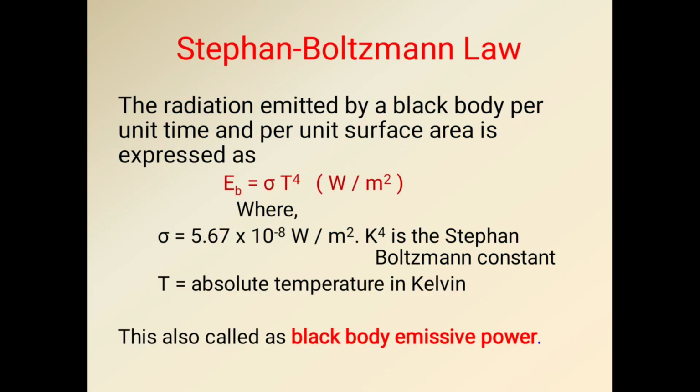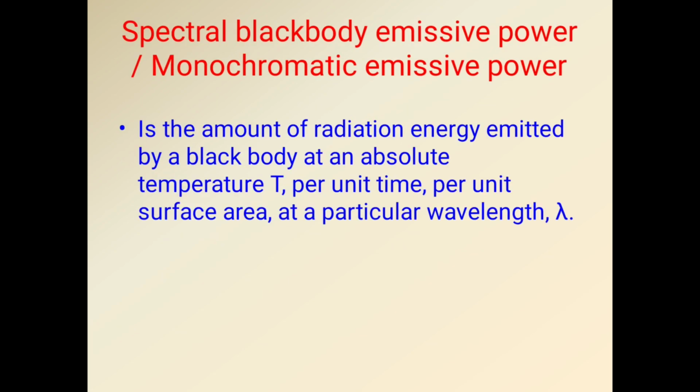The Stefan-Boltzmann law: the radiation emitted by the black body per unit time and per unit surface area is expressed as the value of the Stefan-Boltzmann constant times T to the power 4. The unit is watt per meter square. The temperature should be kept in Kelvin. This is also called the black body emissive power.